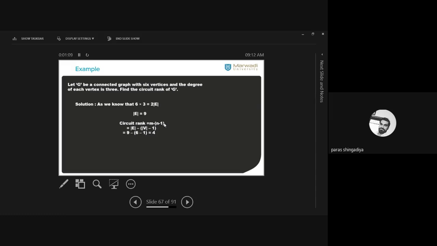The example is that you have 6 vertices, and each of the vertices has degree 3, and then find the circuit rank. So the number of edges is not mentioned in this question. Clear? 6 vertices are there, and each has degree 3. That is given. The number of edges is not given. And as we know, the formula of circuit rank is m minus n plus 1, where m indicates the number of edges and n means the number of vertices, and by replacing that you will get the answer.